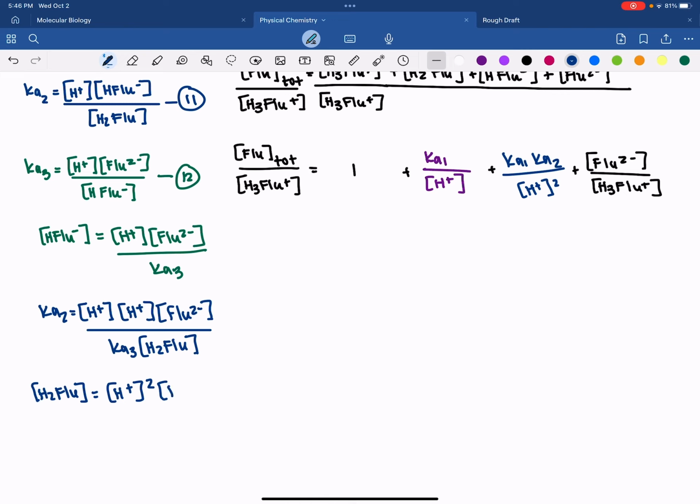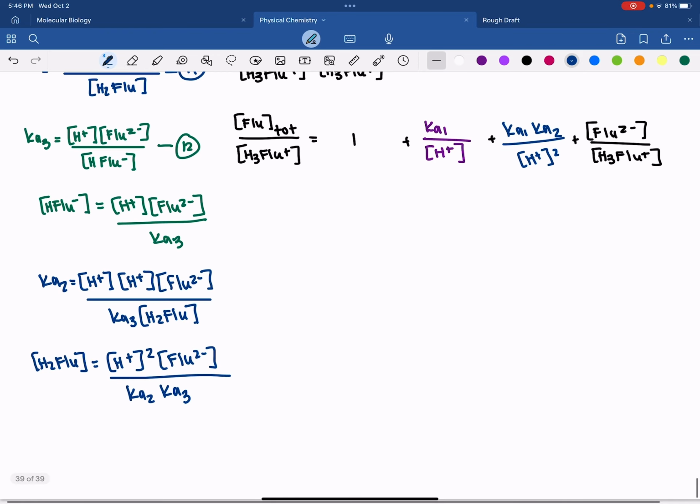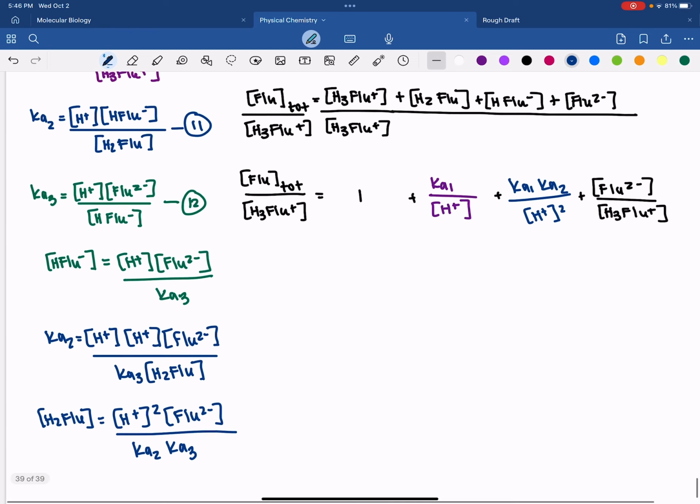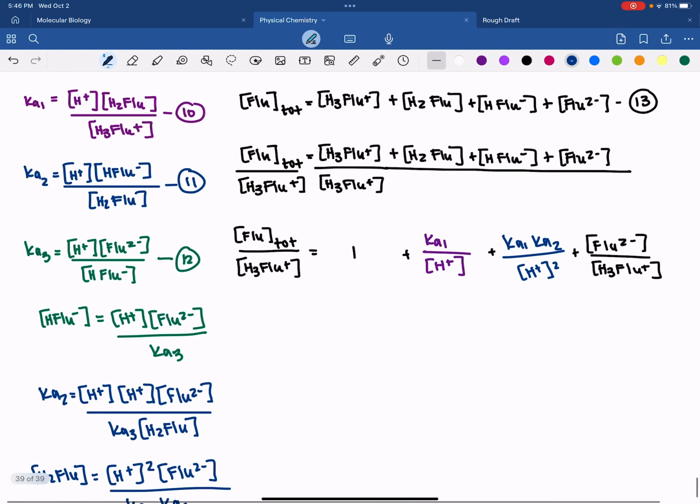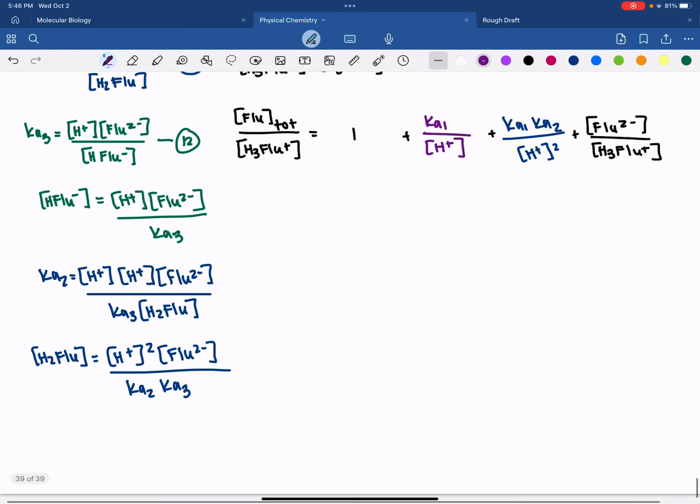Square flu 2 minus, Ka2 times Ka3. Okay. Remember, we subbed in the 11th equation. Now, because we're so close to having our H3 flu plus, we're going to do it because we're almost done. And it's almost worth it.